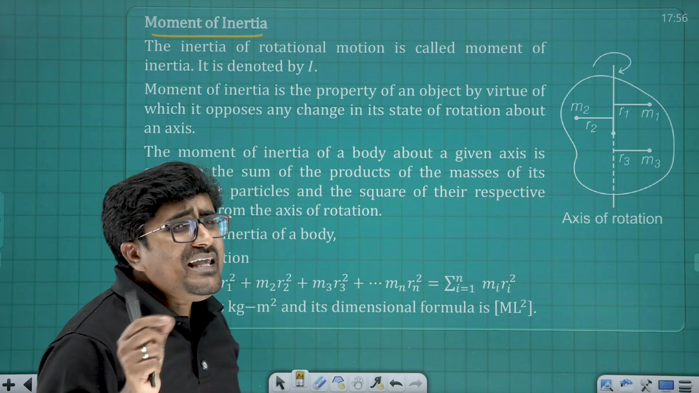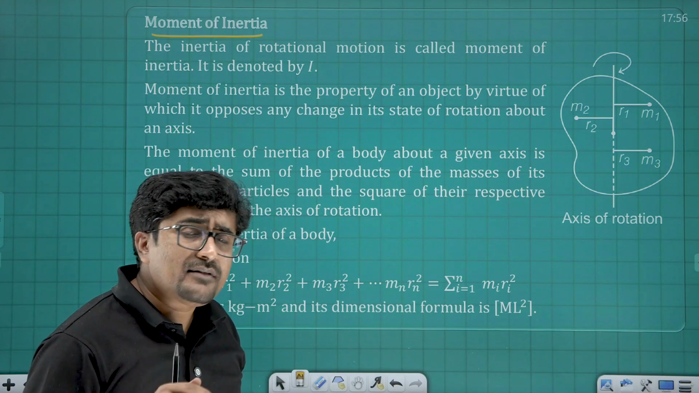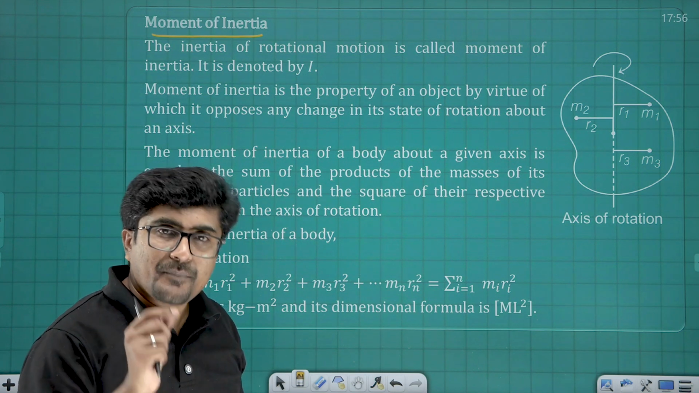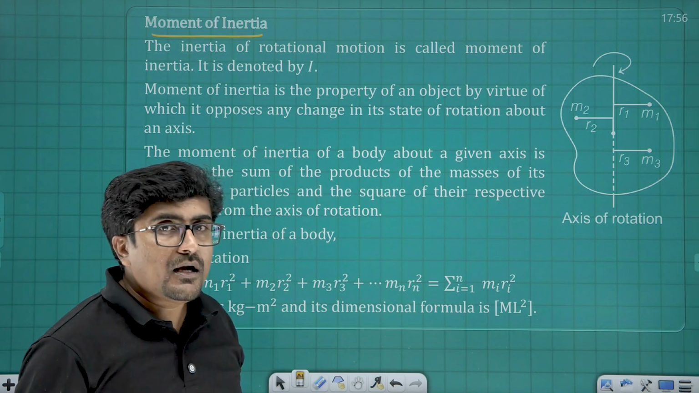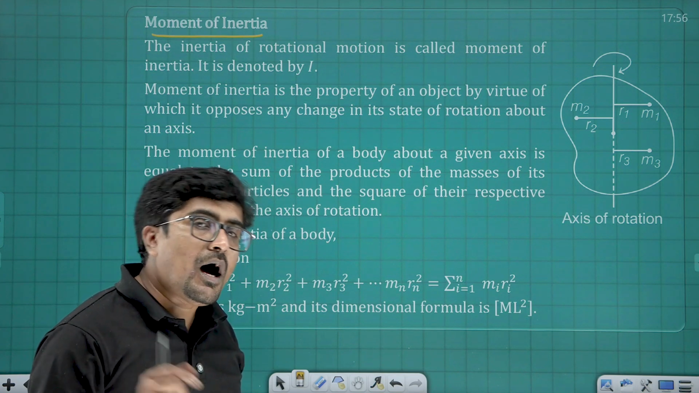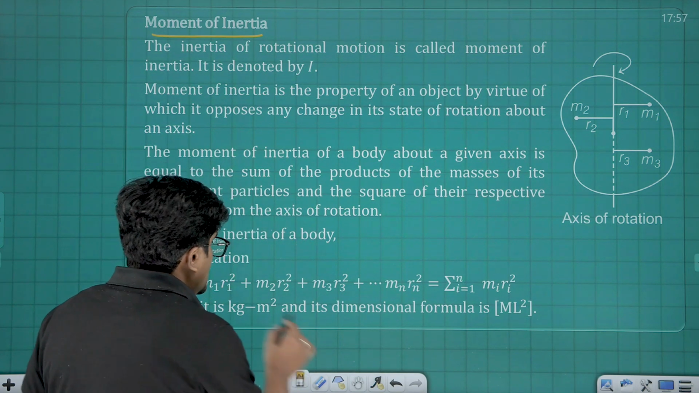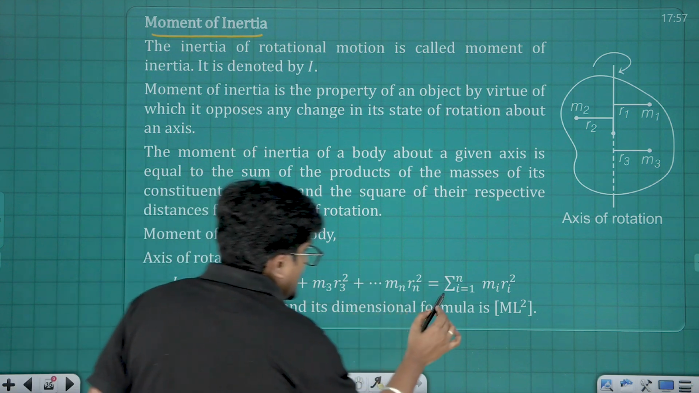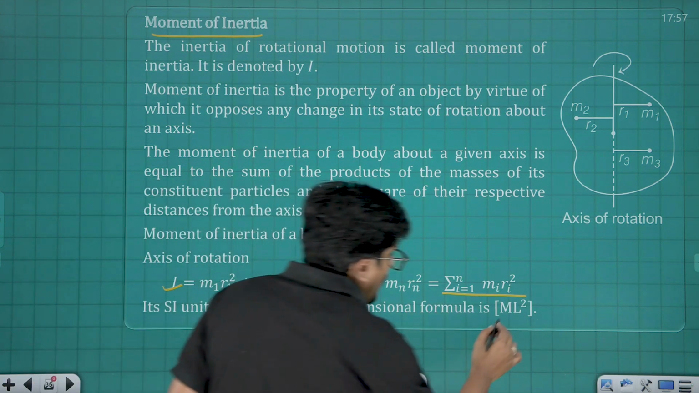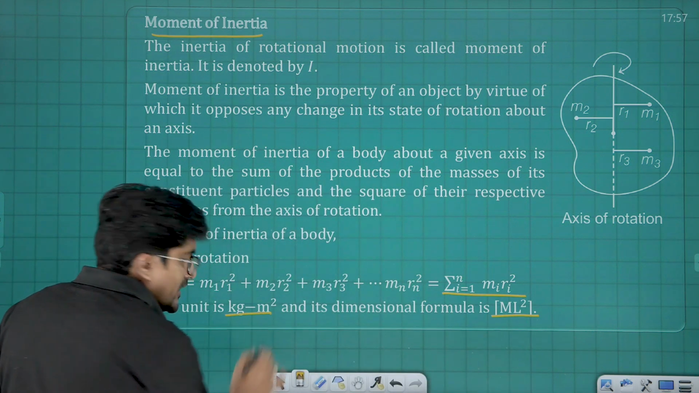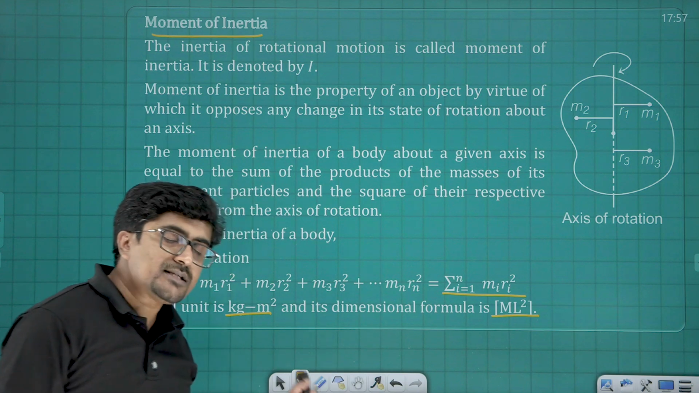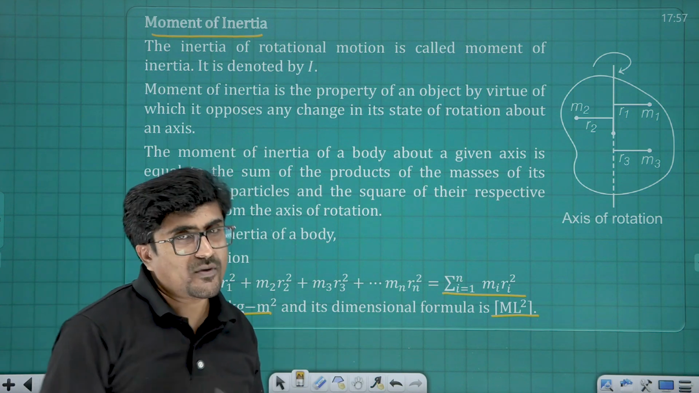And if you have a system with n number of particles, the total moment of inertia of the system is going to be m1 r1 square plus m2 r2 square, up to mn rn square. So that is what these two relations say. And finally, the dimensional formula is M L square, and the SI unit is kilogram meter square.